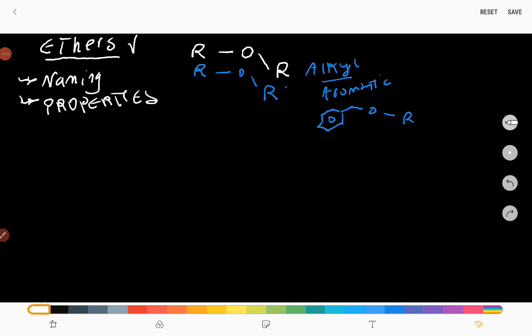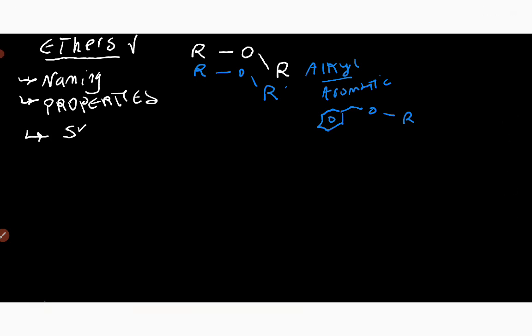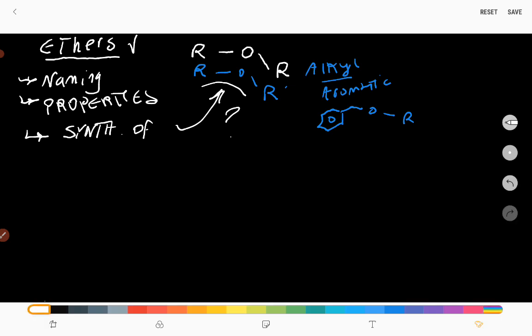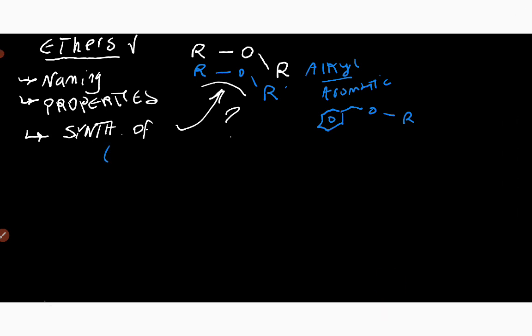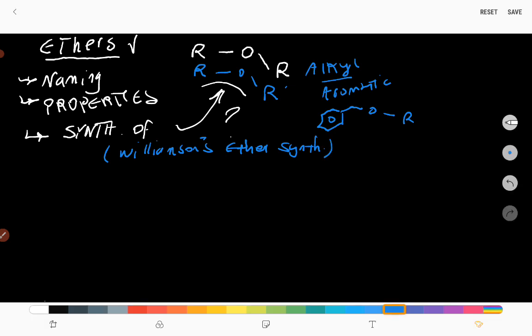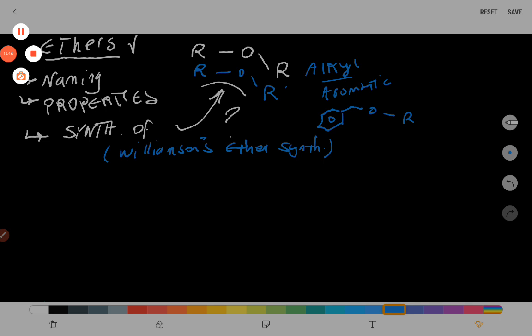Now let's talk about how we can synthesize ethers. How can we synthesize these kinds of molecules? First, the reaction is called the Williamson ether synthesis. So the reaction name is Williamson ether synthesis.